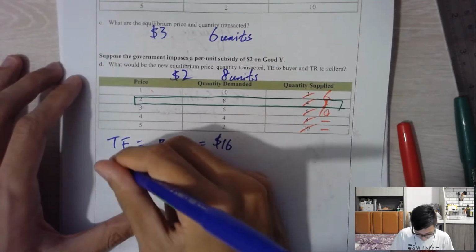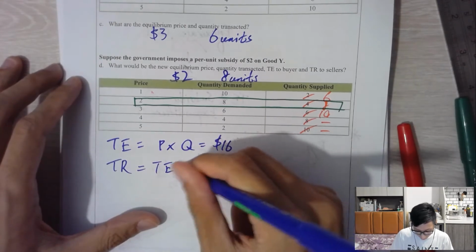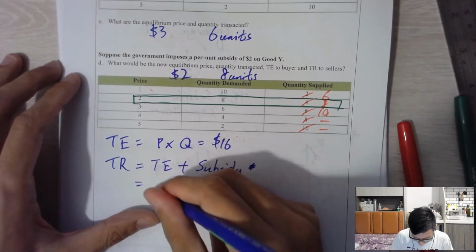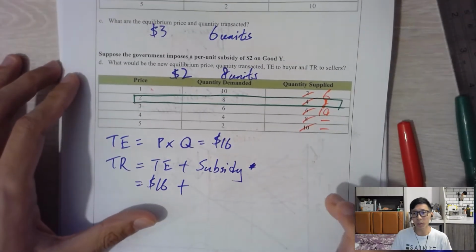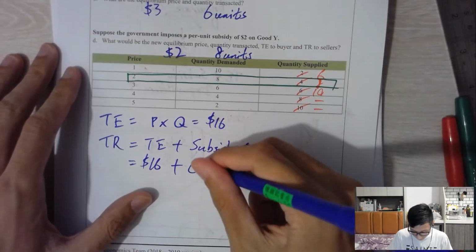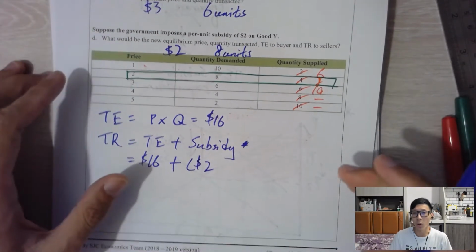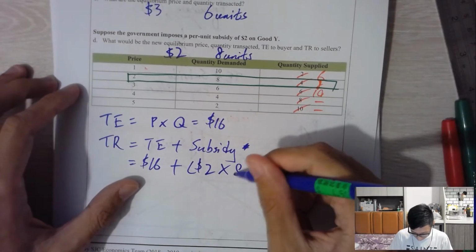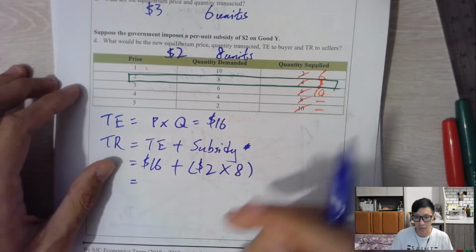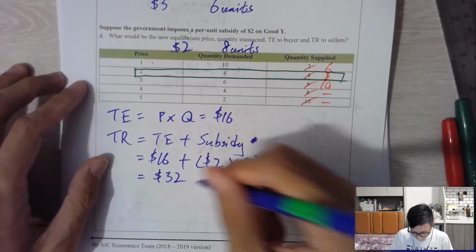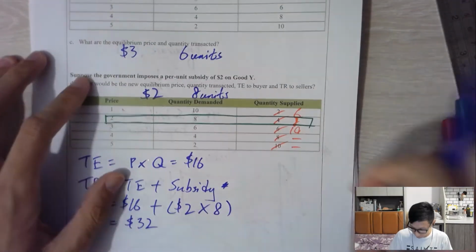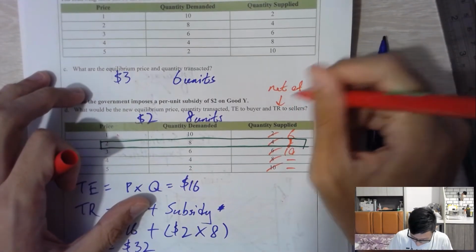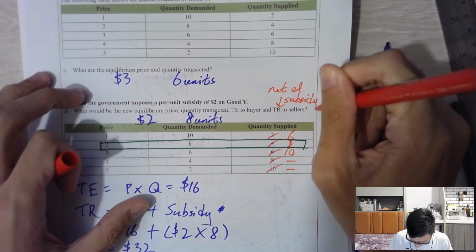Okay, now total revenue equals total expenditure plus subsidy. What about total subsidy? Remember, each unit there is a $2 subsidy, and we are selling 8 units, so $2 times 8, and that would give us a total of $32. Total revenue, obviously this is not after tax, net of subsidy, obviously.